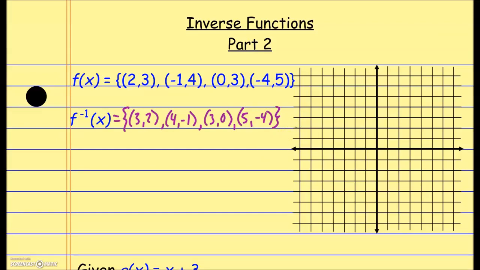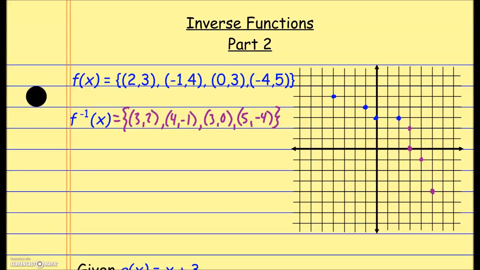Now I'm going to graph each of these. The original function I have in blue, so I'm going to graph that in blue. The inverse I'm going to graph in purple, and so I just plot each of these ordered pairs. So I've got 2, 3; negative 1, 4; 3, 0; and negative 4, 5. Okay, so this is the original function, graphed here in blue. Now I'm going to graph the inverse in purple, so I just plot each of these ordered pairs again. That's 3, 2; 4, negative 1; 3, 0; and 5, negative 4.